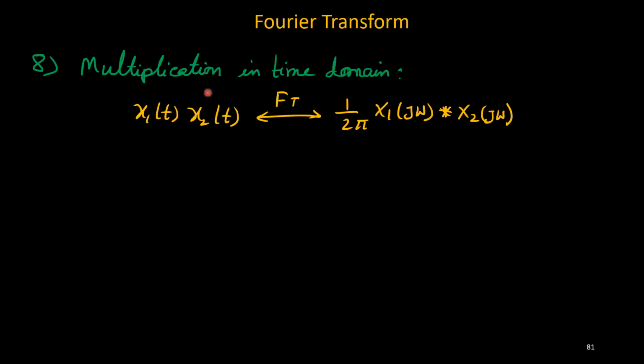Now multiplication in time domain. If I have two signals x1(t) and x2(t) and I multiply them in the time domain, I will get convolution in the spectral domain, but the scaling factor will be 1 upon 2 pi. That I can check.